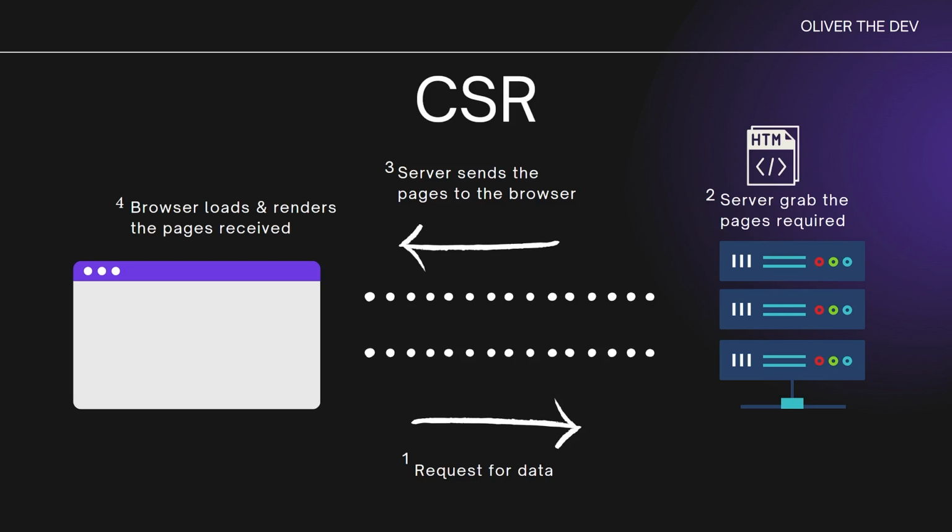And when the server sends the pages to the browser, this comes to step number 4. Browser loads and renders the pages received. It received the pages and then it rendered it on the browser. So see what's happening? It's kind of not that efficient.